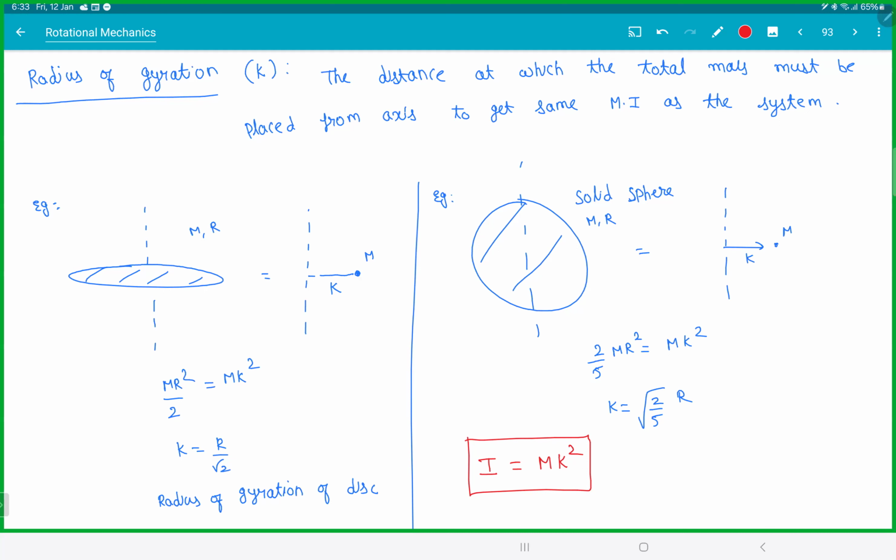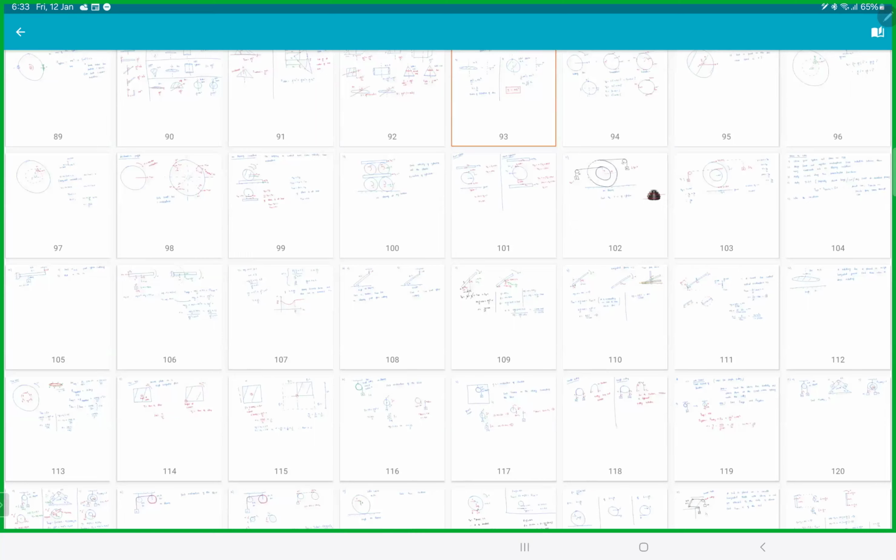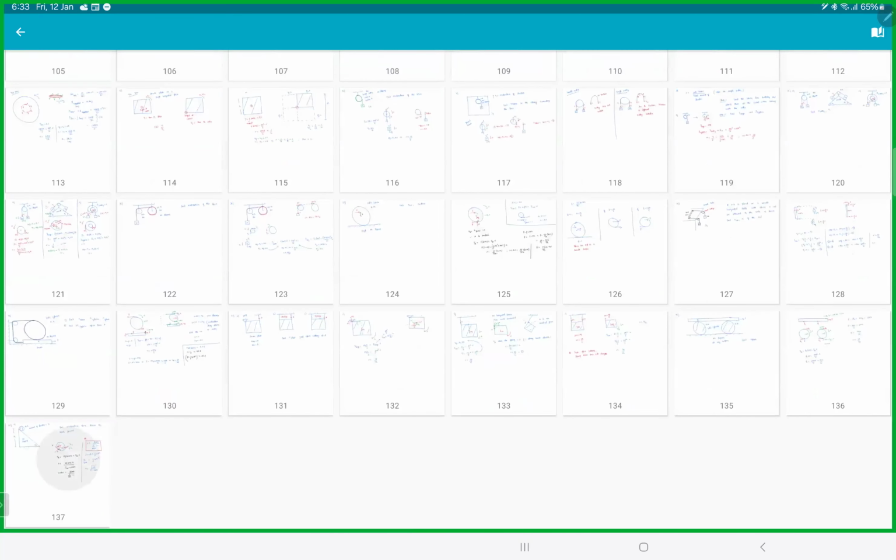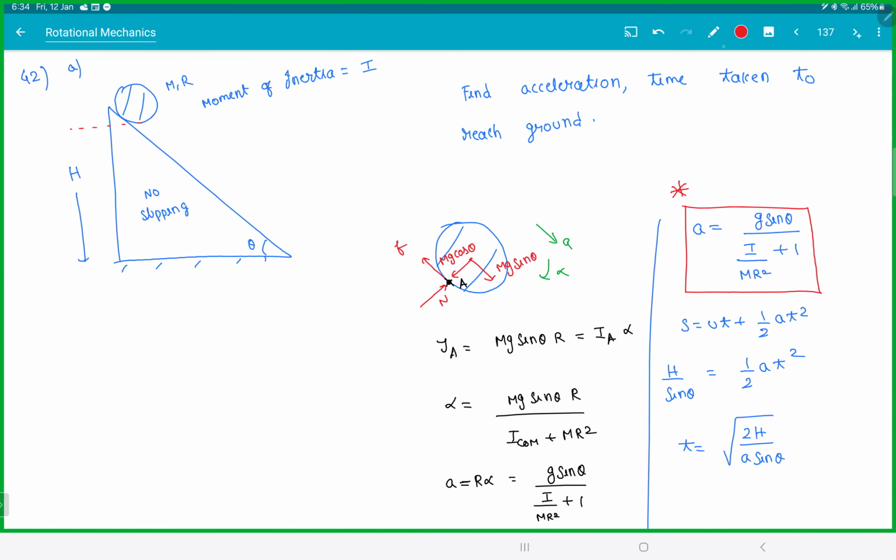Aditya, when it lands, we are taking the height h from the base. I know what you're saying, but let's not consider that. We'll take the height from the base only. Clear with the radius of gyration? So we will take this height to be from here. We are ignoring the height of that.